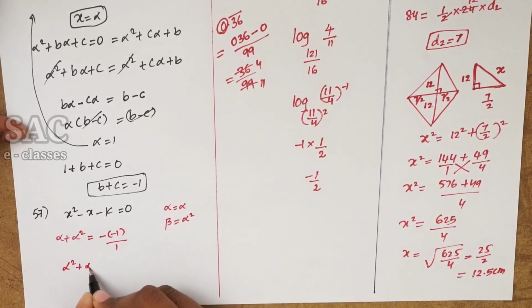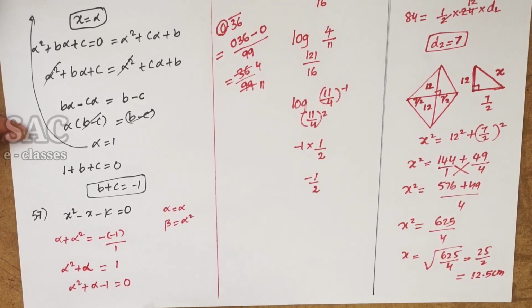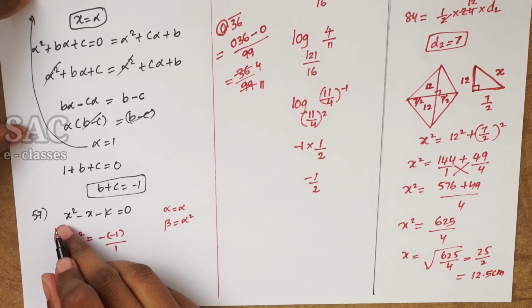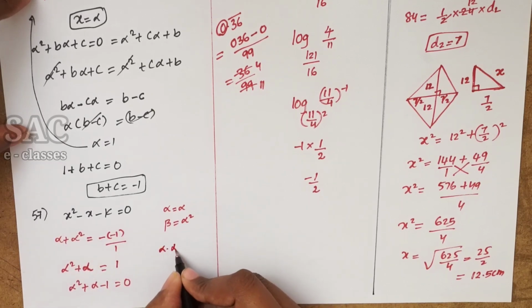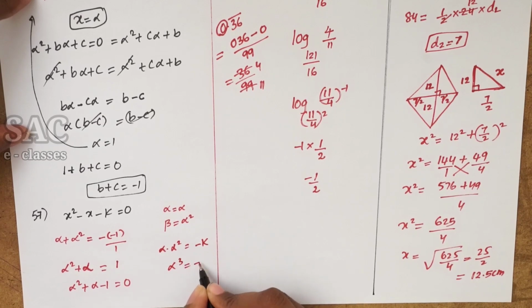Alpha square plus alpha is equal to 1. Then alpha square plus alpha minus 1 equal to 0. Now if you have observed that, the product of the roots, alpha into alpha square, is equal to minus k. Then alpha cube is equal to minus k.